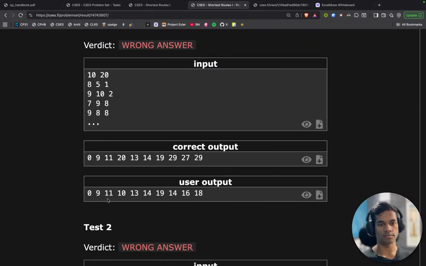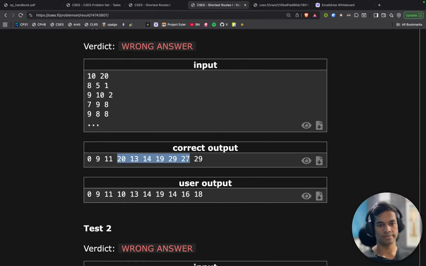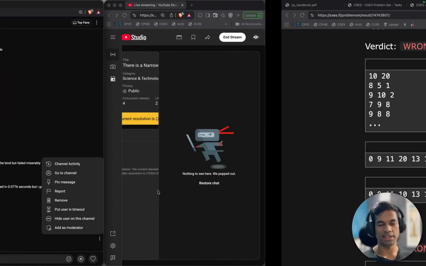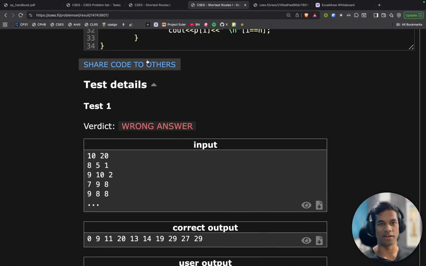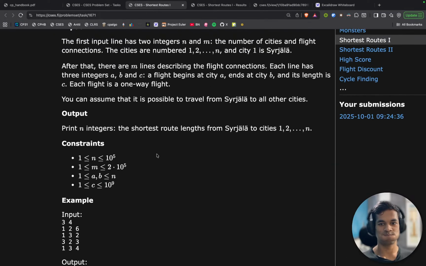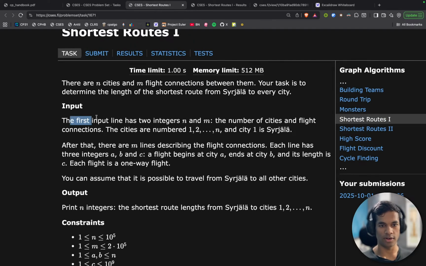How's this wrong? I might not be implementing this correctly. The test one here is different from the one that is given in the example on the question page. That is why these two tests are different. Routes are one way. A flight begins at city A and ends at city B.